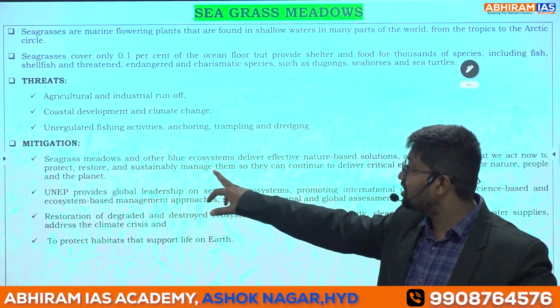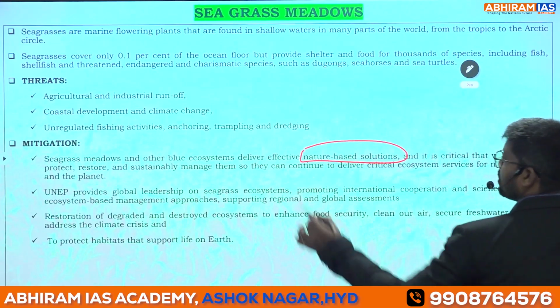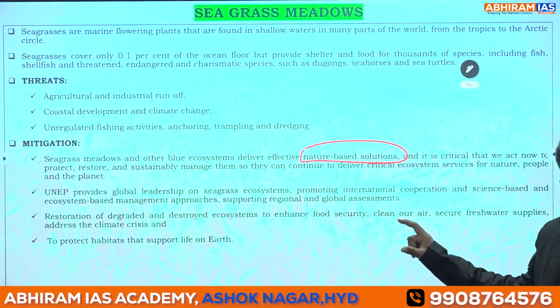Seagrass meadows and other blue ecosystems deliver effective nature-based solutions.